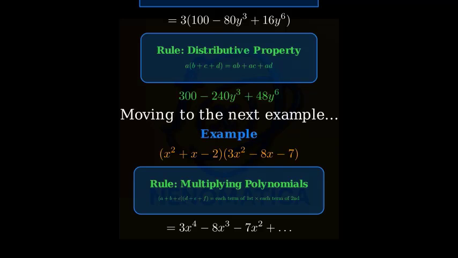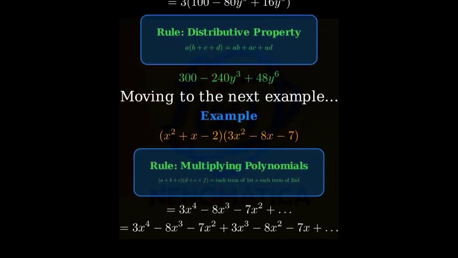x squared times 3x squared gives us 3x to the 4th power. x squared times negative 8x gives us negative 8x cubed. x squared times negative 7 gives us negative 7x squared. Next, let's multiply the second term of the first factor, which is x, by each term in the second. x times 3x squared gives us 3x cubed. x times negative 8x gives us negative 8x squared. x times negative 7 gives us negative 7x.